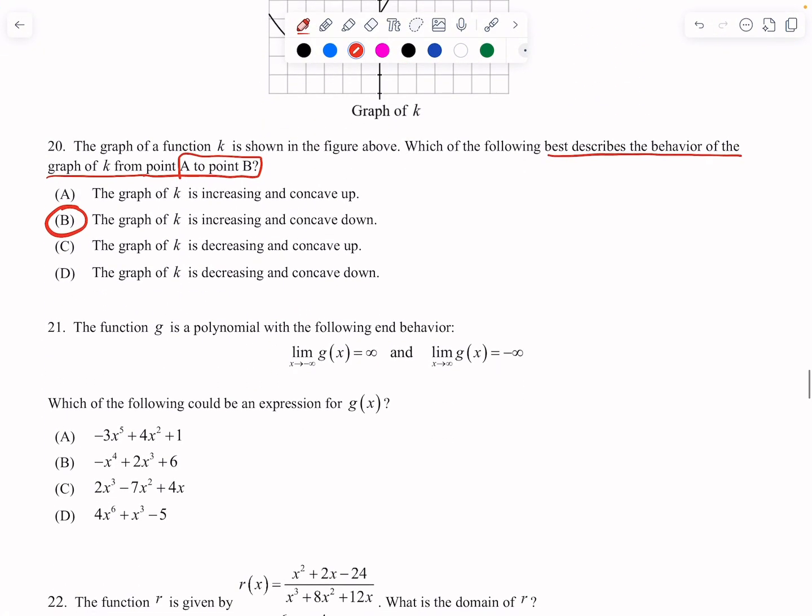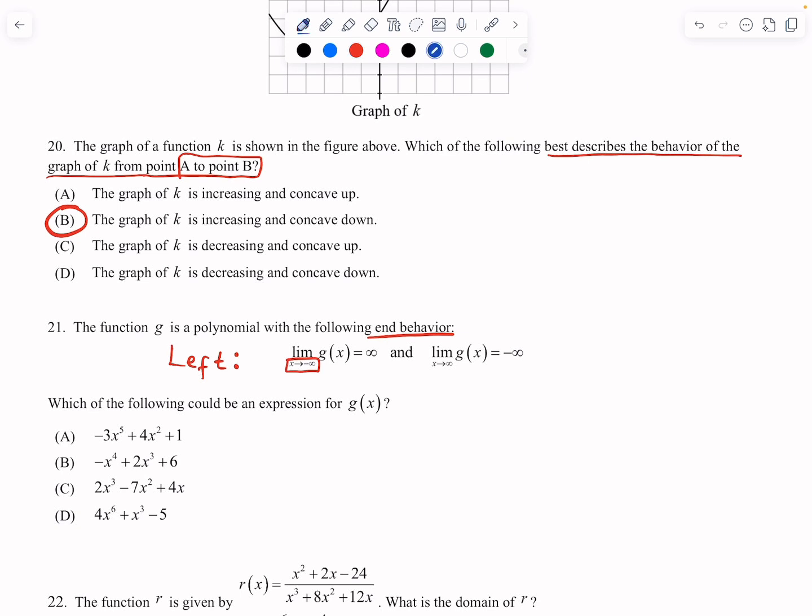For question 21, we have the function g, a polynomial with the end behavior. And we know that for end behavior, we are going to look at the end behavior on the left, and then we look at the end behavior on the right. So as x tends to negative infinity, that means as x decreases without bound, and this one is the left, because on your number line, you're going to have your negative infinity on the left.